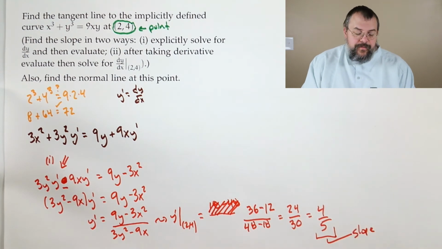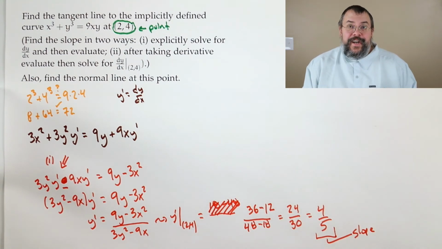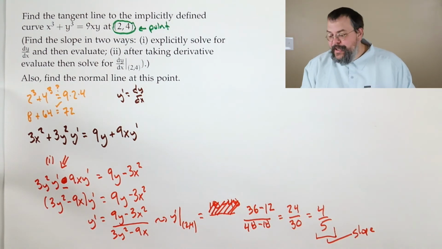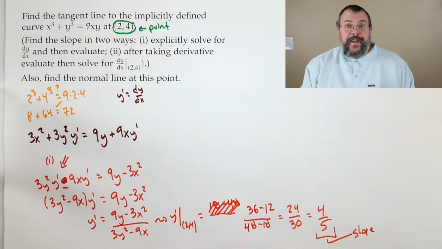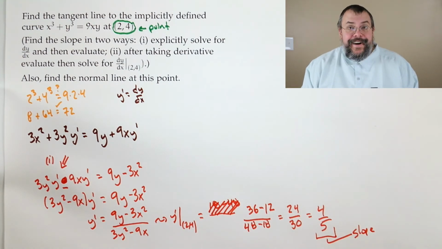Now, the good news is we have a built-in check to work because we're going to do this in a second way. So let's do it in a second way, and if we get a different answer, then we really need to go back and check our work. But let's be confident, right? Confidence is good. We should build up our confidence. All right, so here we go.